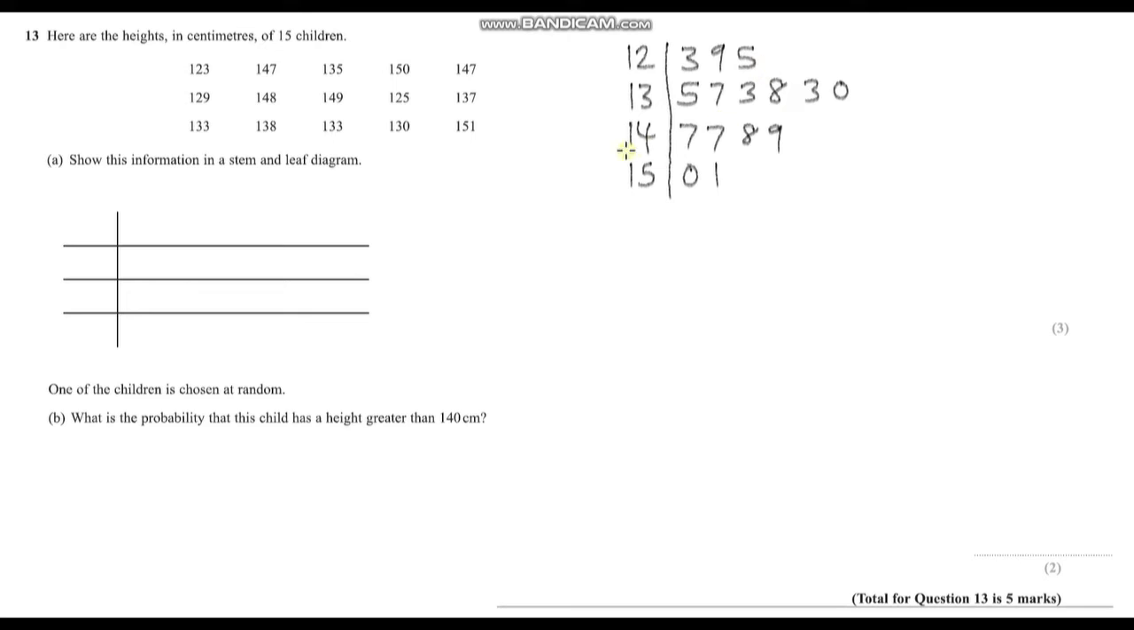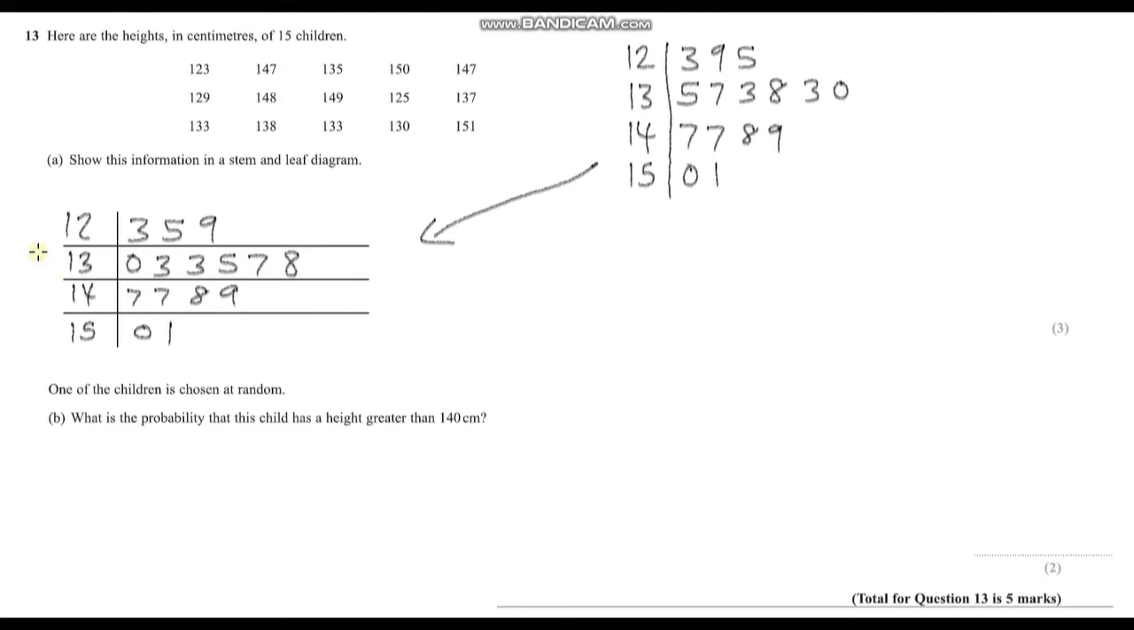The reason I've done it like this is now I can just transfer them onto this one. So I've got 120, 130, 140, 150. But now I can see the order. 123 is the smallest, then 125, then 129. Now if we do the 130s, we've got 130, and then 133, another 133, and then 135, 137, and 138. And then the 140s, well, that's already in order, so I can just copy that down. 7, 7, 8, 9, and this is already in order as well, so 0, 1.